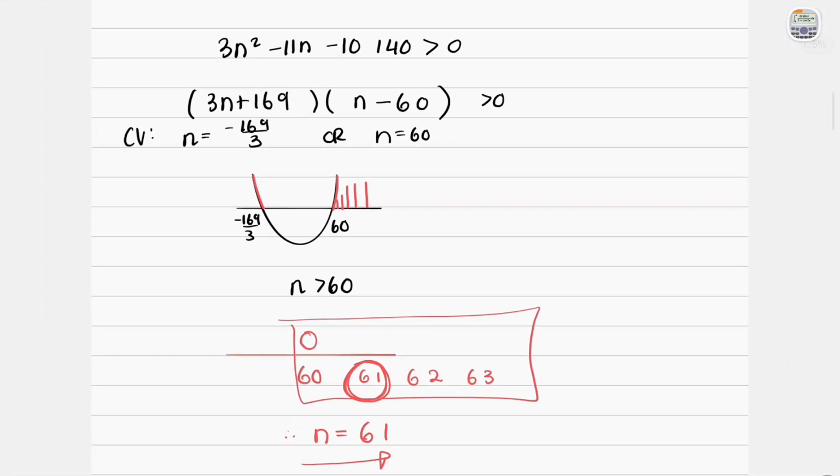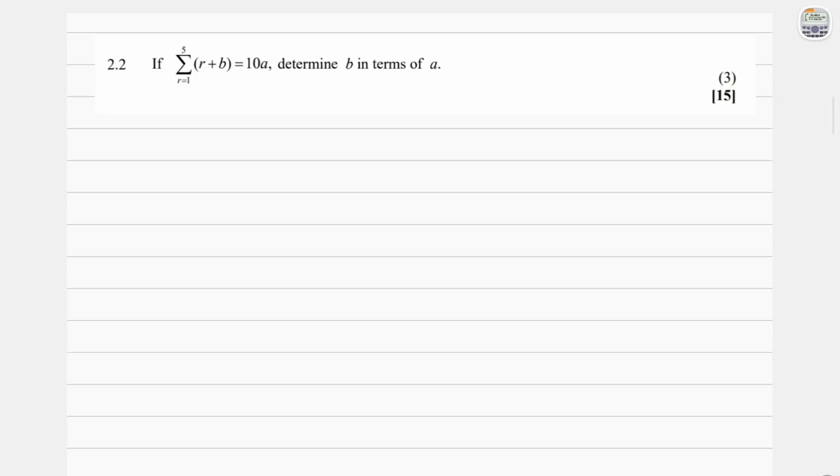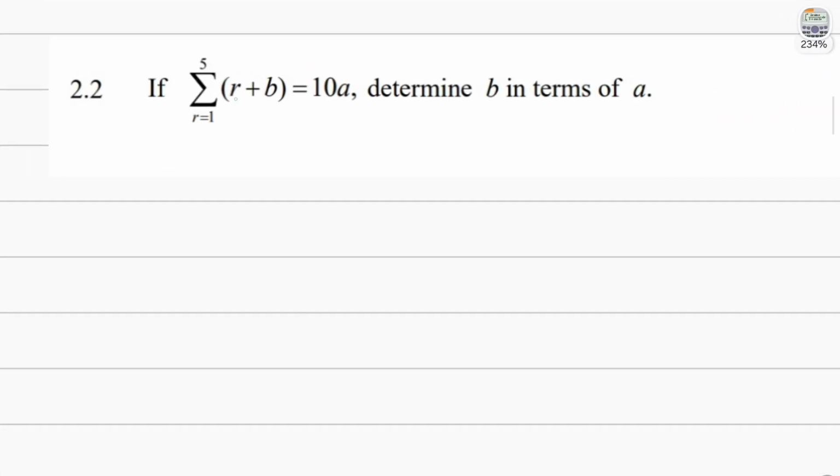Moving on to the next question. Question 2.2 says, if we have the sum of a series r plus b, starting at r equals 1 and ending at r equals 5, and the sum of that series is equal to 10a, we need to determine b in terms of a.